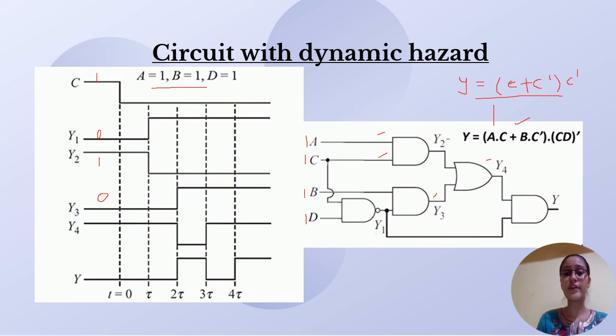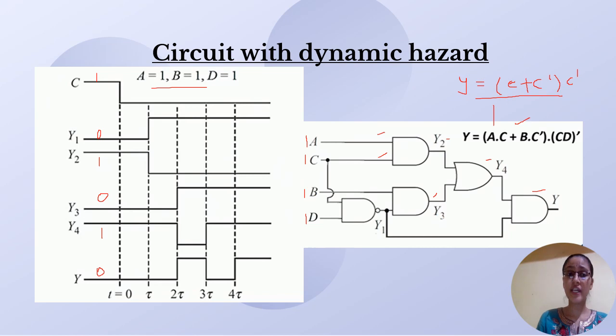So Y2 is already 1, so hence Y4 will be 1. The final output Y is Y4 and Y1. Y1 is already 0 and hence, given the condition we have, the final output will be 0 itself.